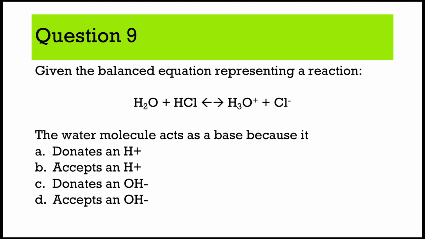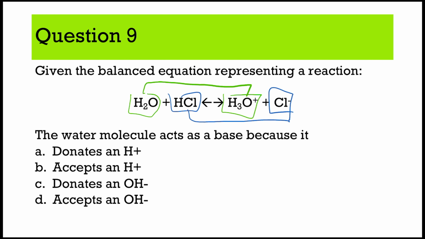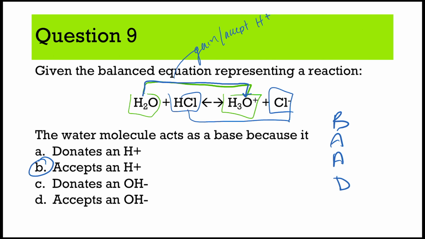Okay, number 9. Given the balanced equation representing a reaction, the water molecule acts as a base because, so again, if we want to just focus on this water, this is another pair. In order to get from H2O to H3O+, you have to gain or accept an H+. So that makes it have the ability to accept an H+. That is what BAD stands for. So again, bases accept, acids donate. This H2O has the ability to accept an H+ later on.